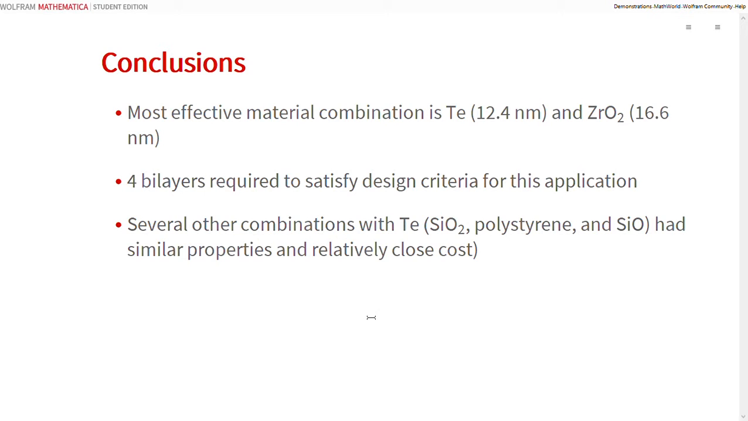And then the overall conclusions that I took from this model were that the most effective material combination was 12.4 nanometer thick tellurium and 16.6 nanometer thick zirconium dioxide in 4 bilayers. And that produced the 99% reflection and the 90% transmission as desired. But there were several other combinations with tellurium, namely silicon dioxide, polystyrene, and silicon monoxide, that actually had similar properties and also had a relatively close cost within about 30 or 40%. So all on the order of $5 per square meter to produce. So it's possible that one of these other three could also be the most cost-effective contender.